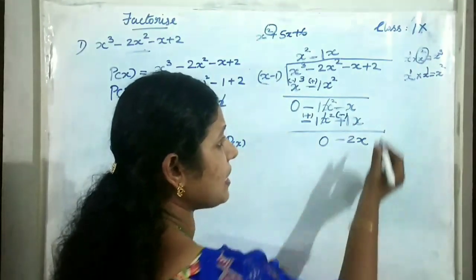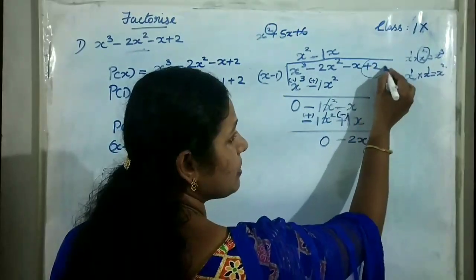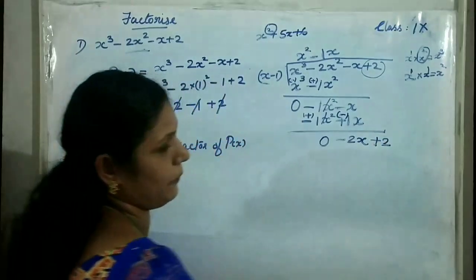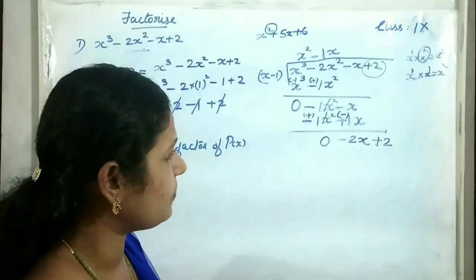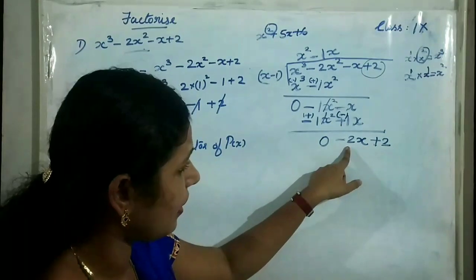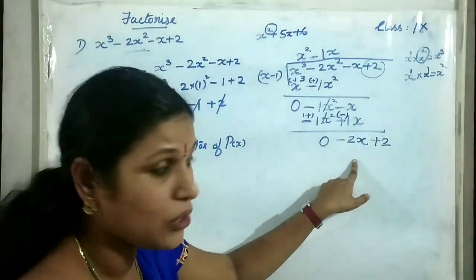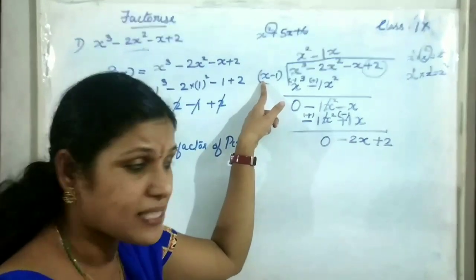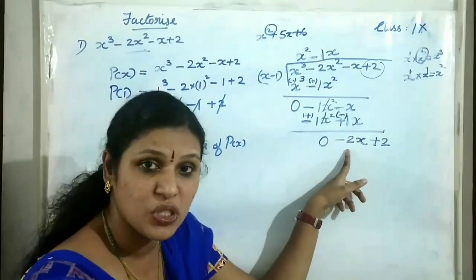The next step is bring down this 2. This plus 2 to the down. That is plus 2 here. Next is what? We need minus 2x in the down. So which number do we multiply to this x to get this minus 2x?